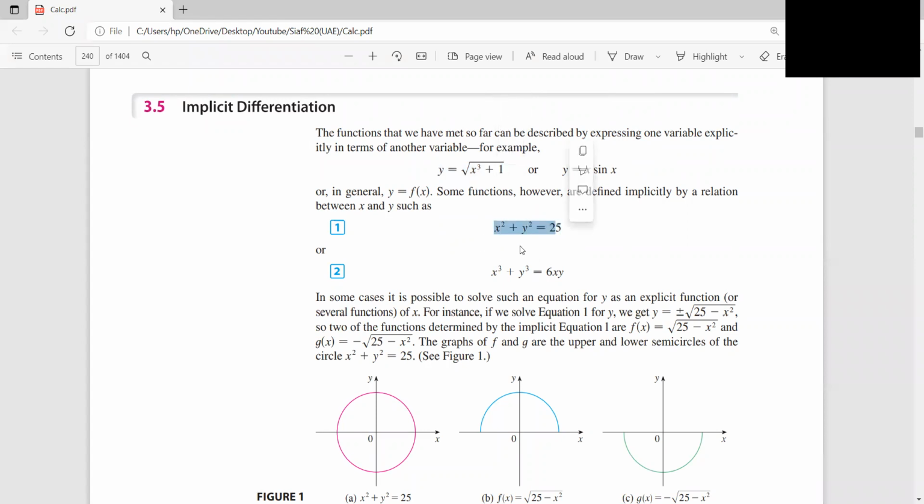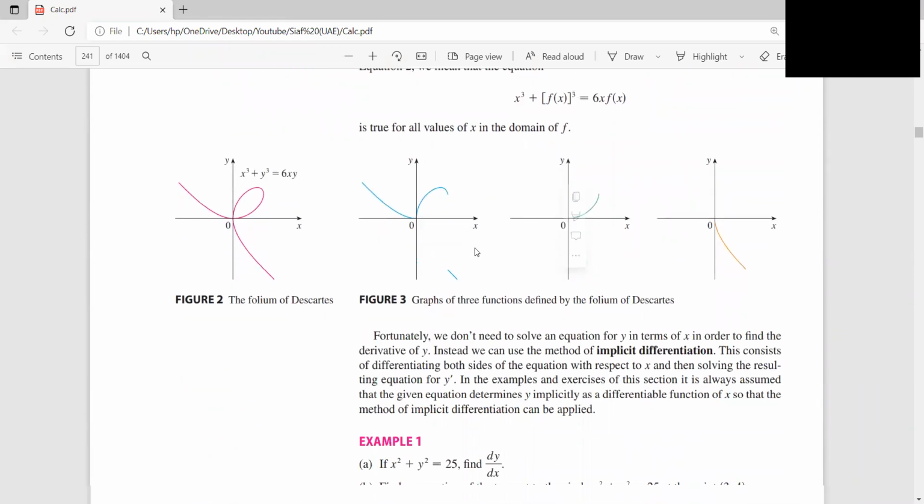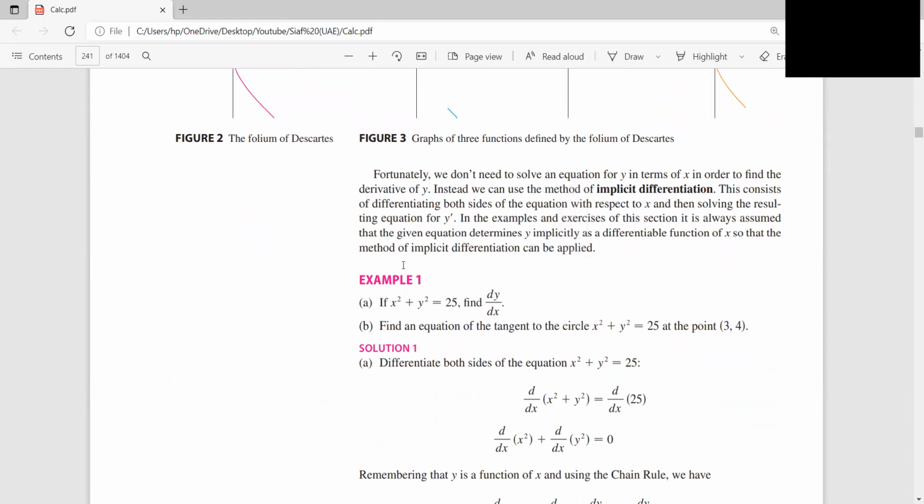Now we can't differentiate the function when it is on the left hand side of the equation. The function is in terms of both x and y. Yes. Okay. And again, x cube plus y cube equals 6xy. Again, the function is in both x and y terms. So for this, we implicitly differentiate them. Let's do example number 1, and I'll explain what that means. Example number 1 is x square plus y square equals 25.